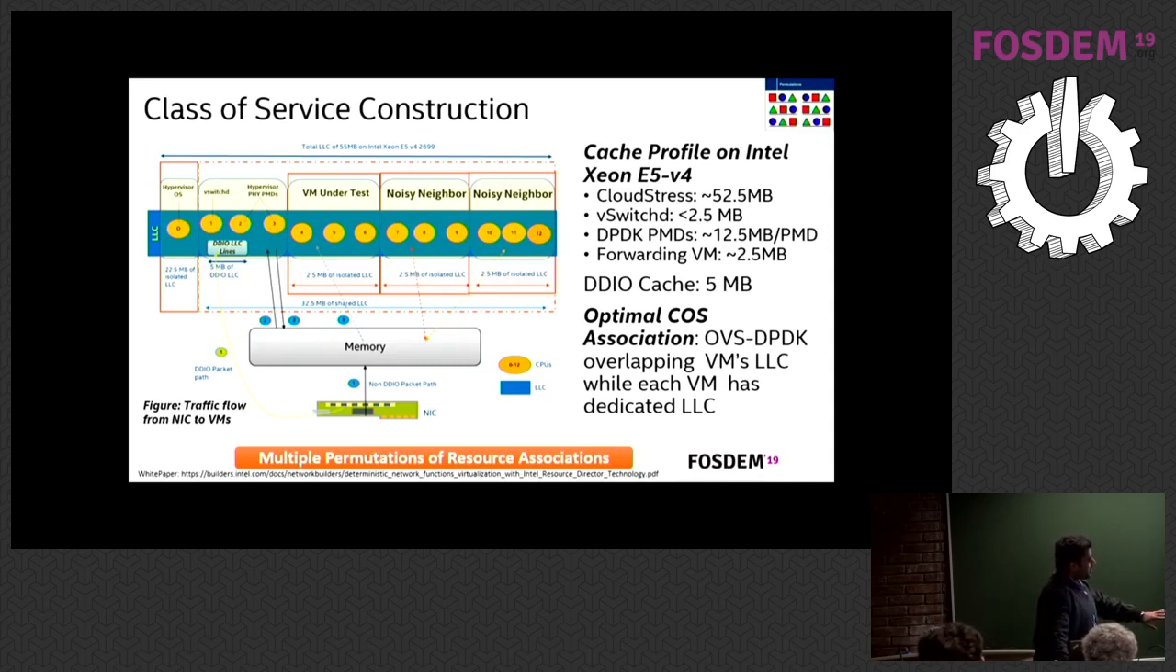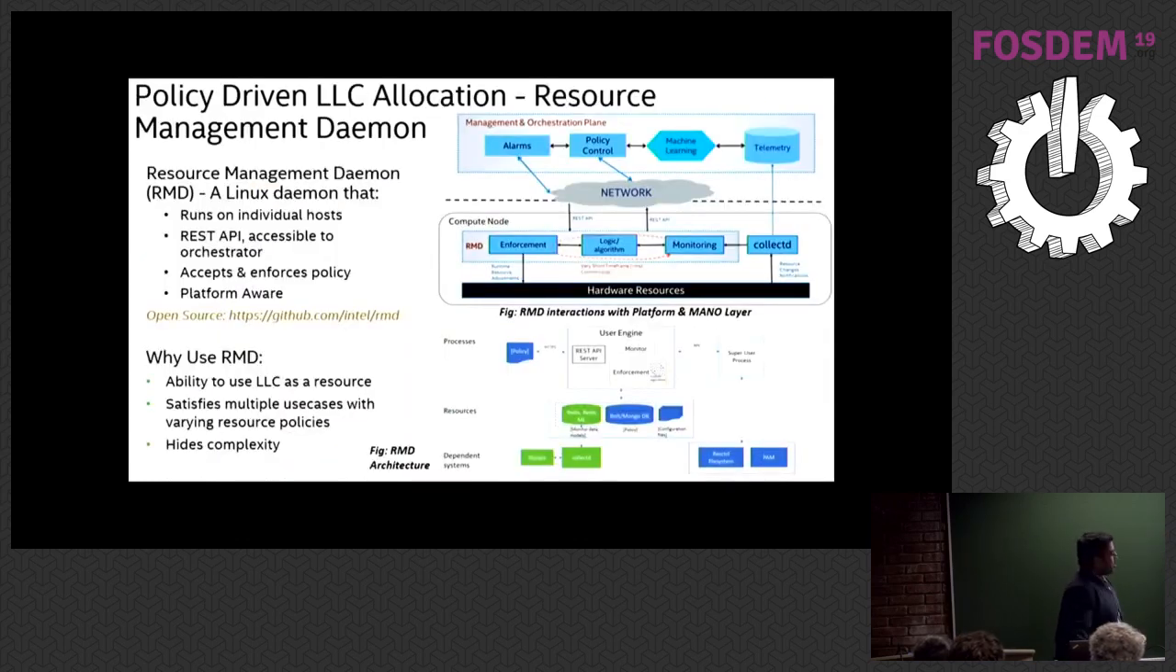But before I jump there, the main idea here is that there are a lot of permutations and combinations of how you can allocate your cache, overlapping versus isolated. And if you look at a cloud perspective, you can't log into every platform and control the cache on a per NUMA node basis. So instead, we introduced the resource management daemon. This software has been open sourced since about 2017.